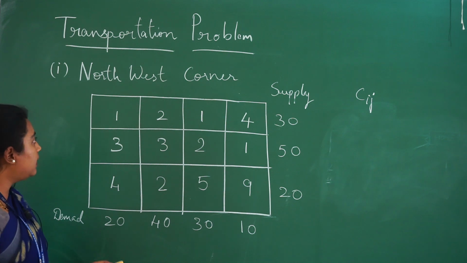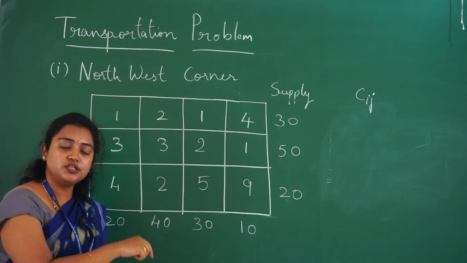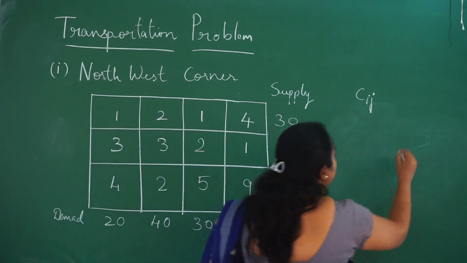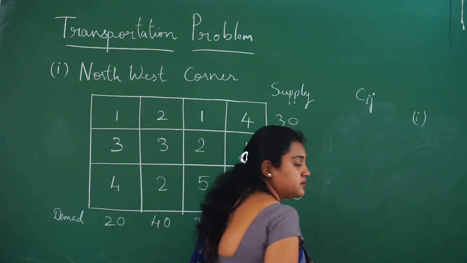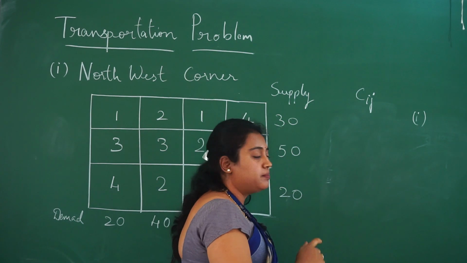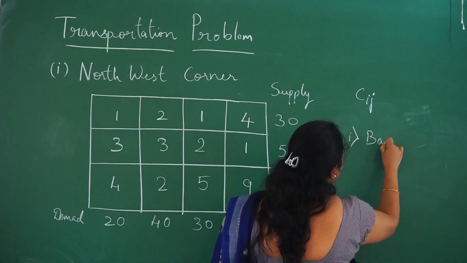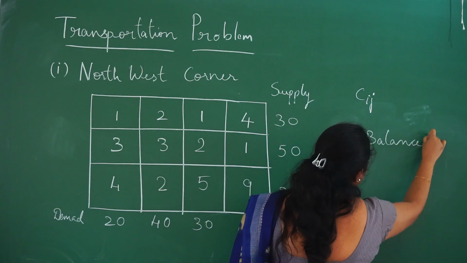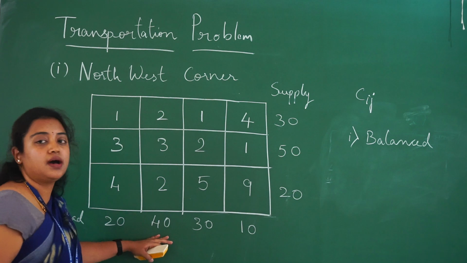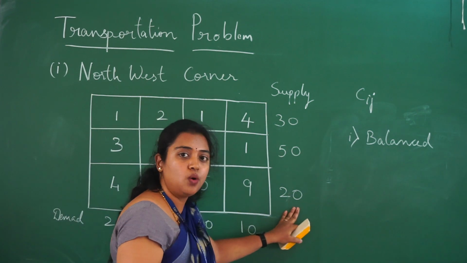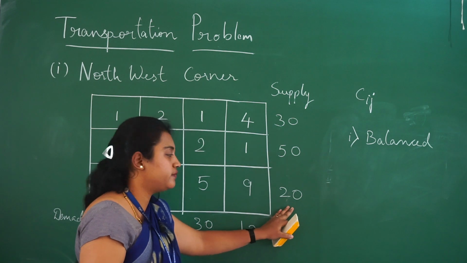Now we will apply the NWC corner rule for this problem and find the solution. The first step whenever we do a problem is to check whether the problem is a balanced problem. A balanced problem means that whatever the customer has asked for, that much supply is there with the owner, the businessman. This is what we are checking.